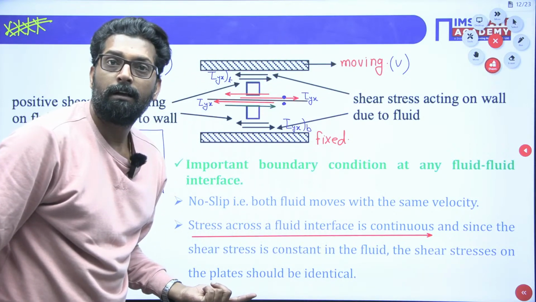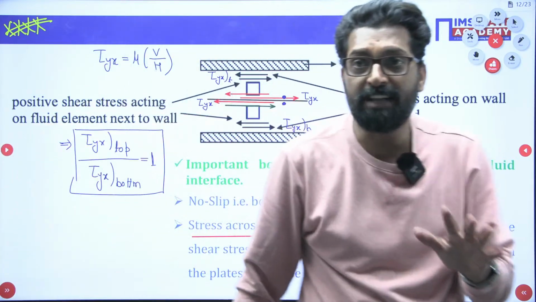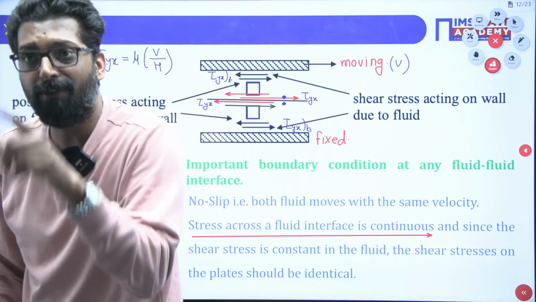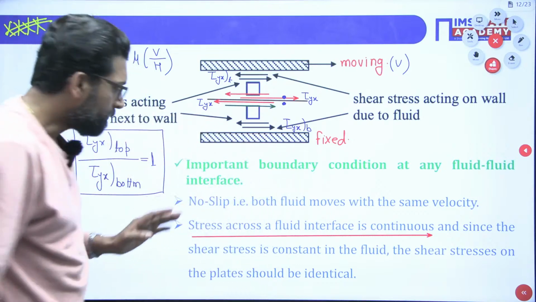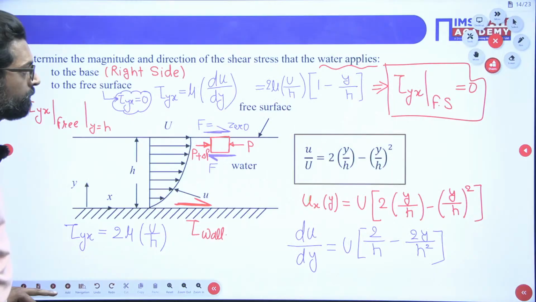Is this clear or not? Please tell me. Sir, all the layers have a different velocity, then how does shear stress come in? Thank you very much. So that is the thing.